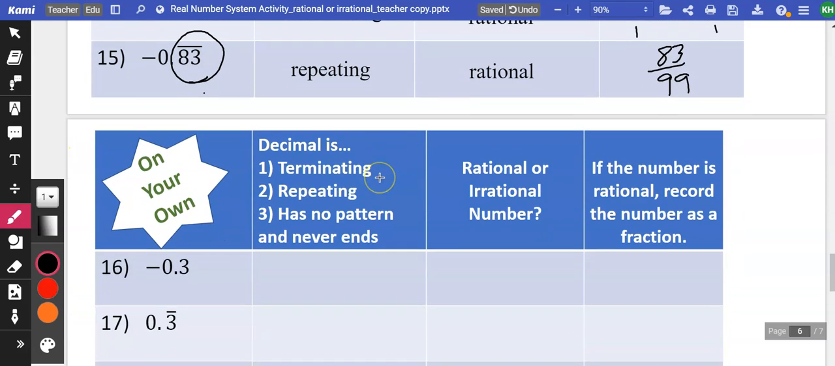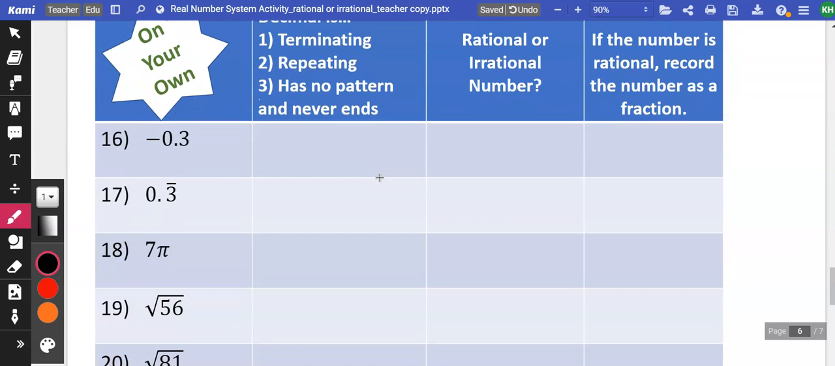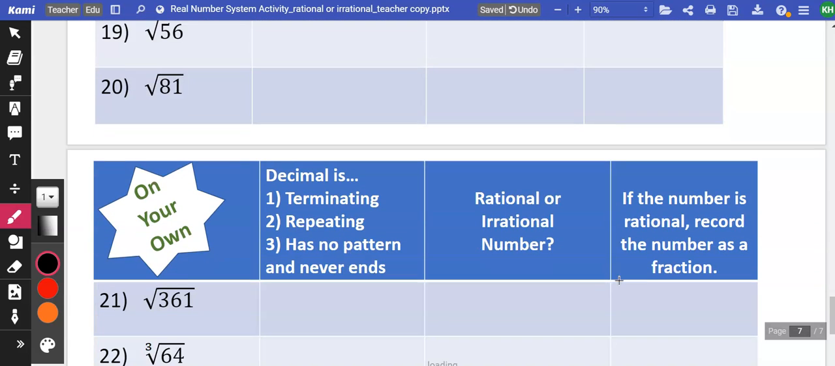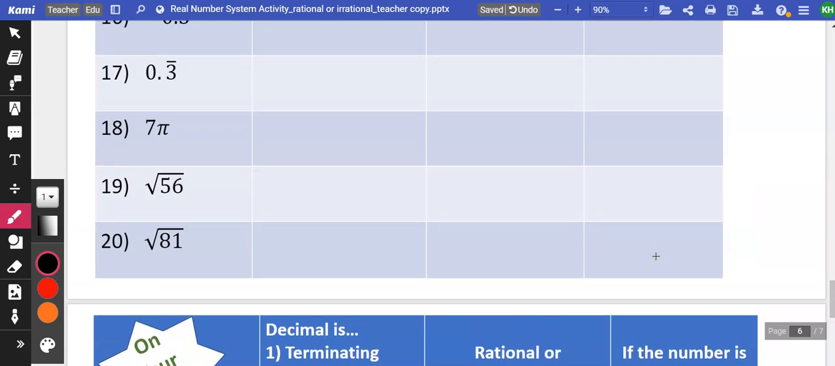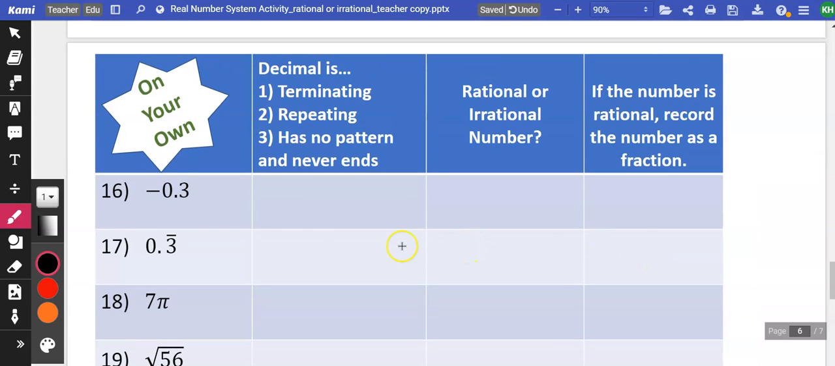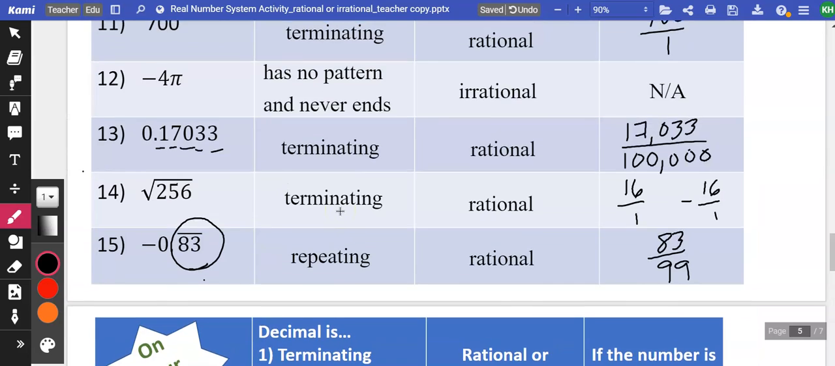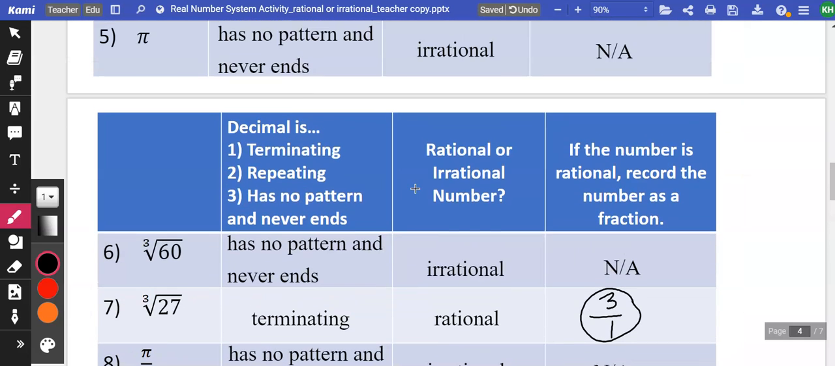So when you're doing your work on your own for these examples, remember that when you change some of these to fractions, you don't have to worry about reducing. I made sure you didn't have to reduce. And go ahead and do your best. Use the examples that we completed together to help you.